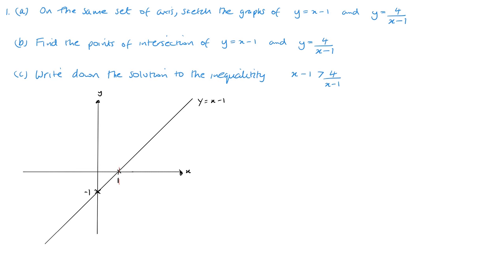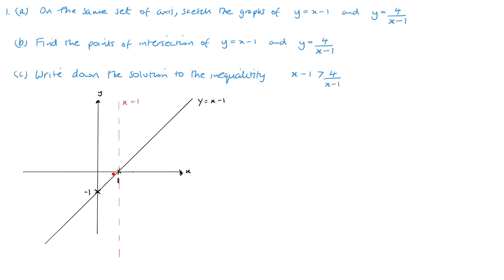Now for the second one, we've got y equals 4 over x minus 1. So it's going to have asymptotes, and it's going to asymptote at x equals 1. So through this point here is the asymptote, at x equals 1. Because obviously when I substitute 1 in, the bottom of this will be 0, so this will be like infinity.